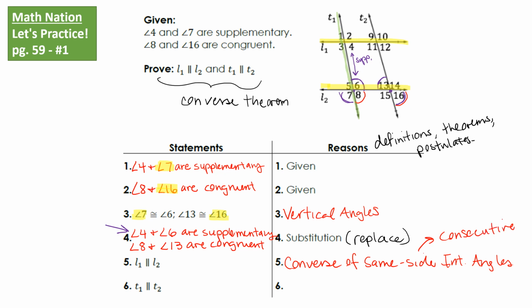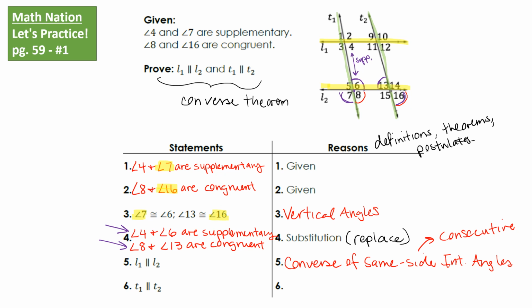Okay. Now let's look at number 6. Number 6 now says we have to prove that line T1 and line T2 are parallel. So again, we're looking at now T1 and T2, which are in green, and we're looking for two angles that sit on T1 and T2 that have some type of angle relationship that we looked at on pages 57 and 58. So the only one that's left is 8 and 13.